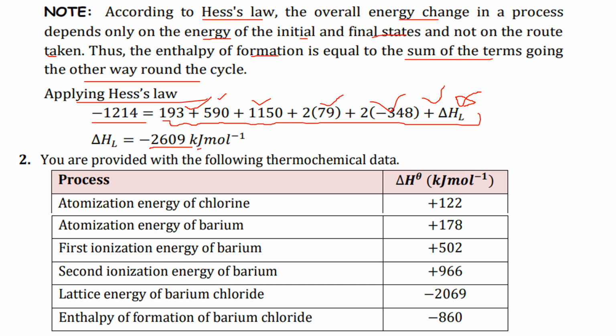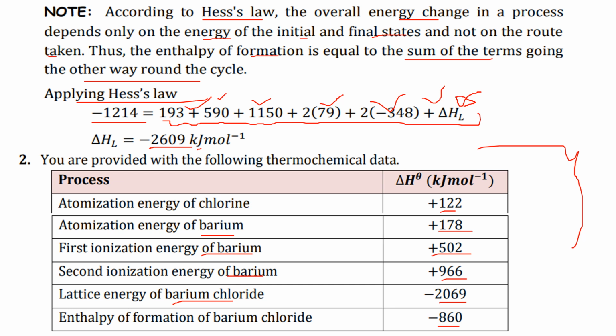So let's look at question 2 to master the concept properly. In this question, we are given the following thermochemical data. The atomization of chlorine is positive 122. The atomization of barium is positive 178. The first ionization energy of barium is positive 502. The second ionization energy of barium is positive 966. The lattice energy for formation of barium chloride is negative 2069. And the enthalpy of formation of barium chloride is negative 860 kilojoules per mole.